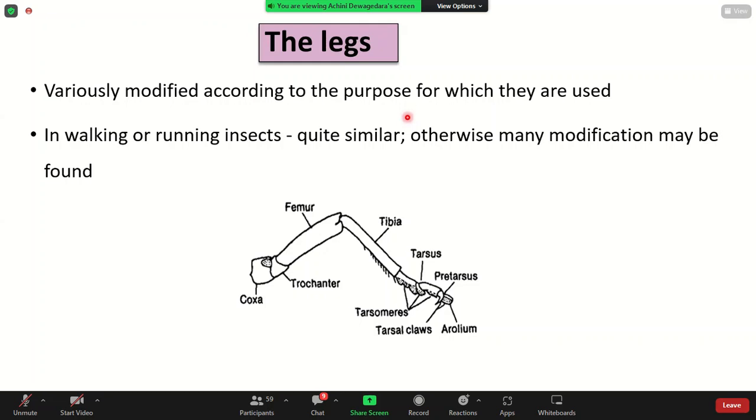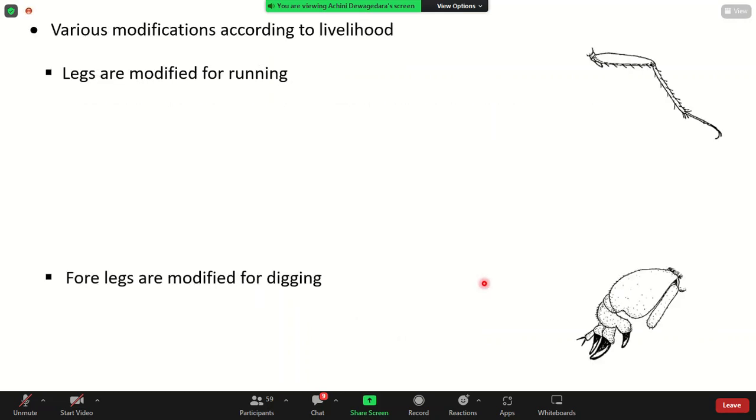Right? So in walking and running insects, like cockroaches, they have a leg like this. Right? They have some legs like this. And according to the behavior, I told you there are different types. So these are the legs that are modified for running. And here you can see another modification. And these types of legs are sometimes present mainly in the front of the insect.